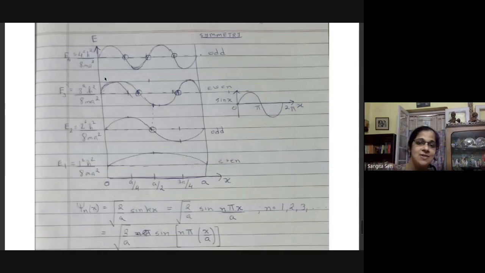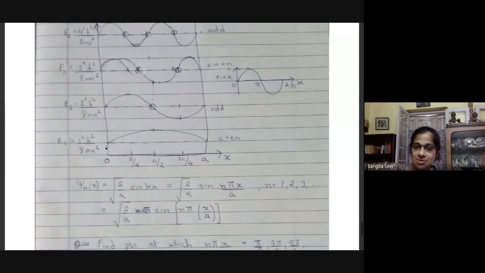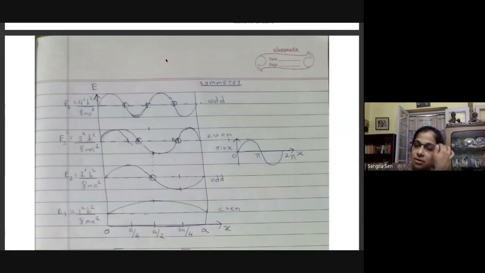So what you see is that as you move up in energy, the number of 0 points or nodes increases, and it has a linear relationship. So for a wave function with the quantum number n, the number of nodes is n minus 1. So there are 0 nodes here, 1 here, 2 here, 3 here.